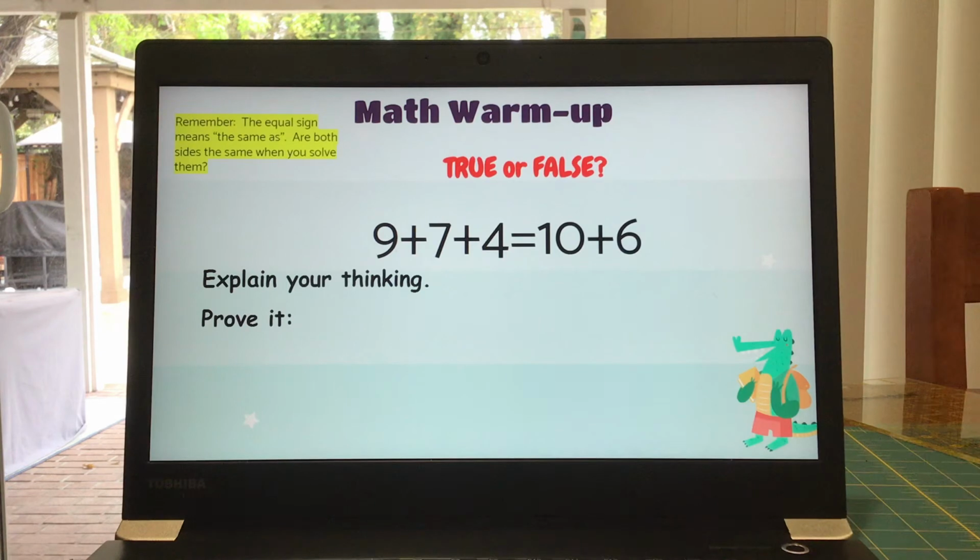Math today, this is going to be a math warm-up, true or false. So you have the equation 9 plus 7 plus 4 equals 10 plus 6. Now remember, that equal sign means the same as. So essentially what I'm asking you, are both sides the same when you solve them? So 9 plus 7 plus 4, is that the same as 10 plus 6? So explain your thinking and go ahead and jot down what your ideas are and prove it for me, true or false.